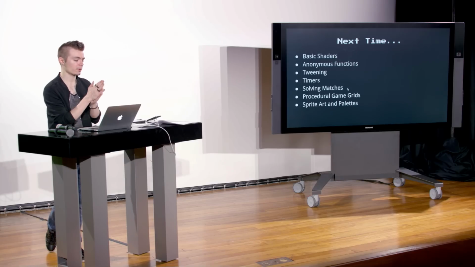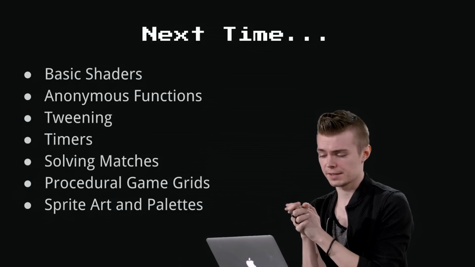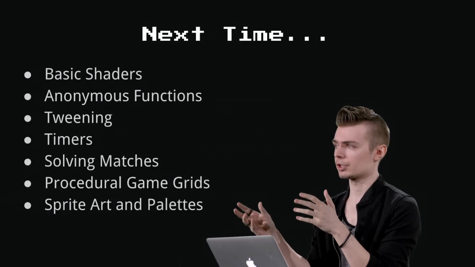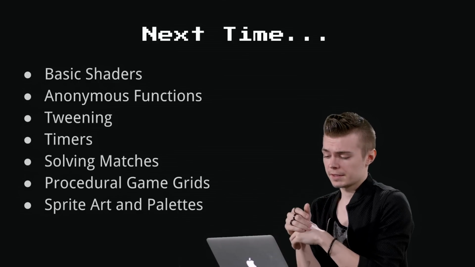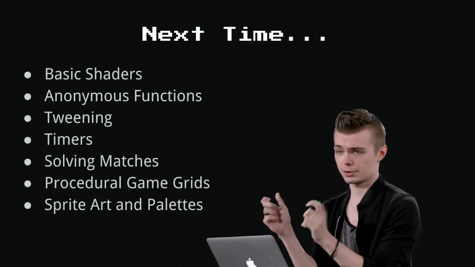Next time, we'll cover a few concepts. So basic shaders. Shaders are like little programs you can run on your graphics card to do fancy effects, but we won't go into too much detail. Anonymous functions. We've seen a lot of anonymous functions in Lua. In the context of LÖVE, they're just functions without a name, and you can use them as function arguments and do all sorts of cool stuff with them.